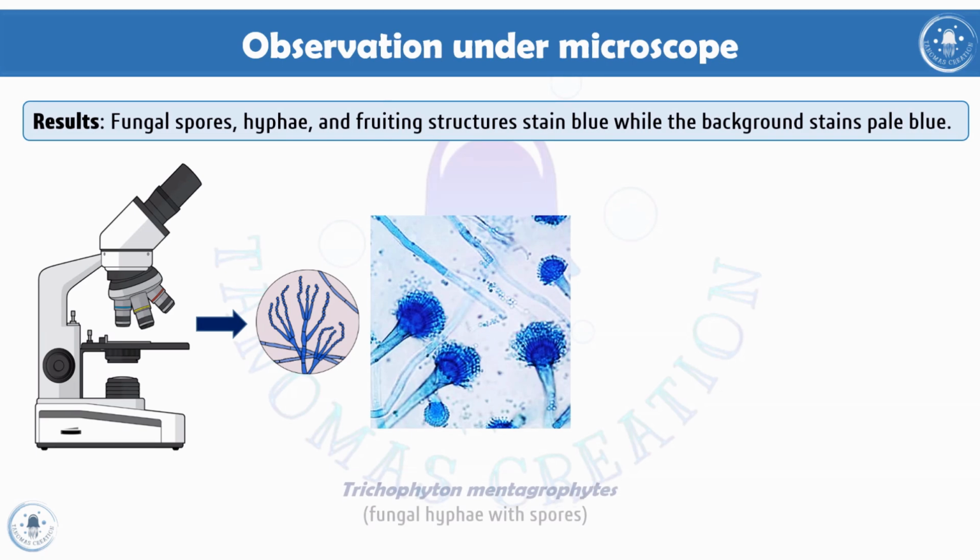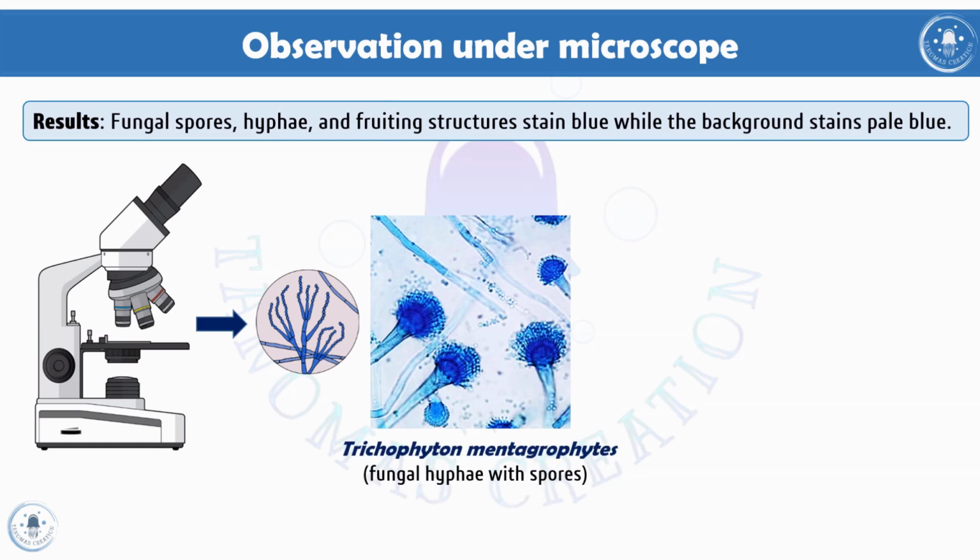So this is the image of Trichophyton mentagrophytes and these are the fungal hyphae with spores. These are hyphae that have spores above it. So here you can see that the hyphae and the spores have taken the dense blue color of the solution while the background has taken a pale blue color.